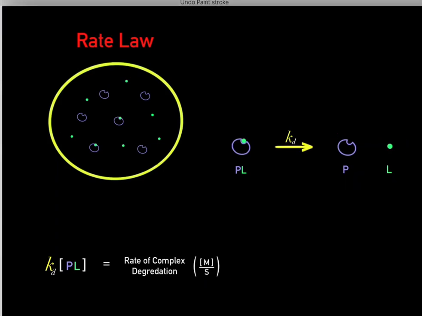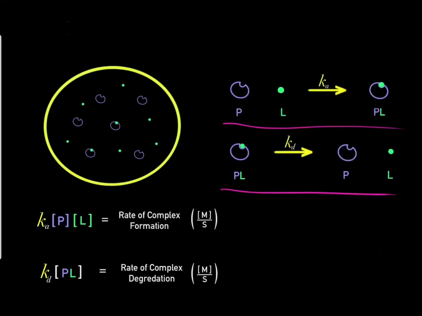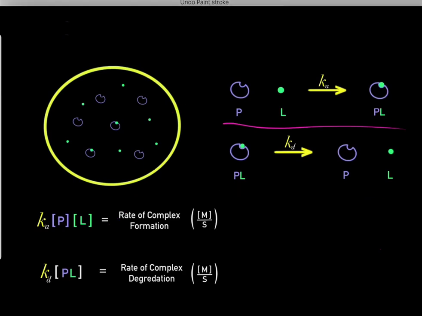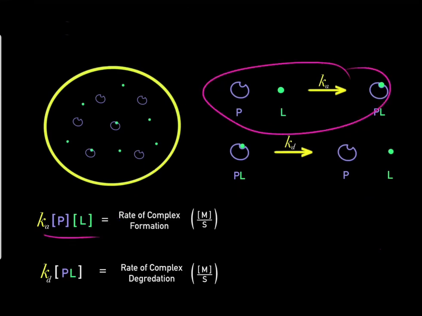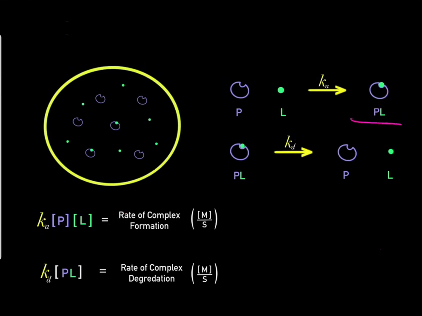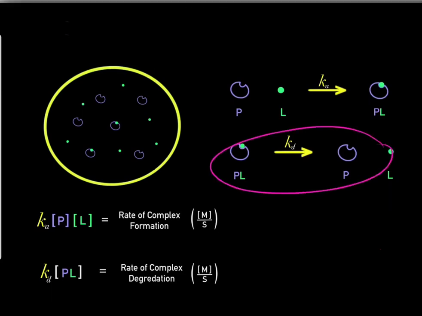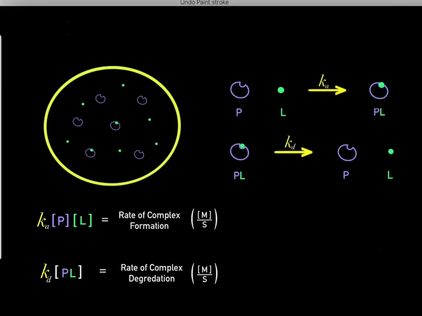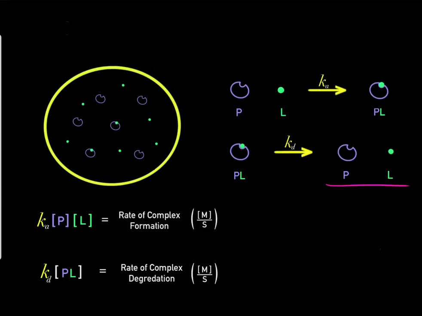So the point is, every chemical reaction has its own rate law. Where this guy's rate law tells us about the rate of this complex formation, while this guy's rate law tells us about the rate of this product formation. However, the rate of this product formation also is the rate of this complex degradation.